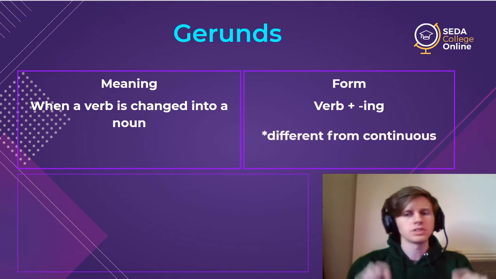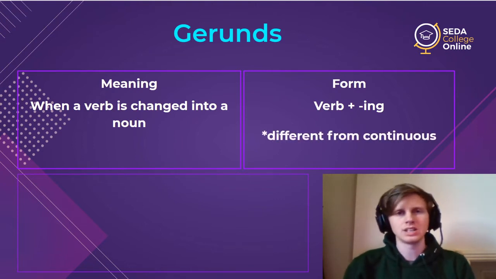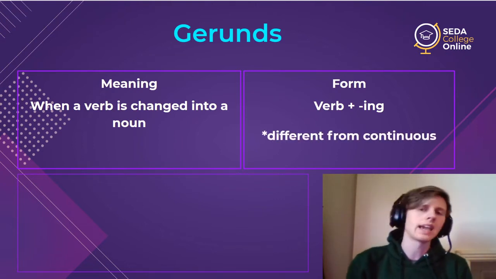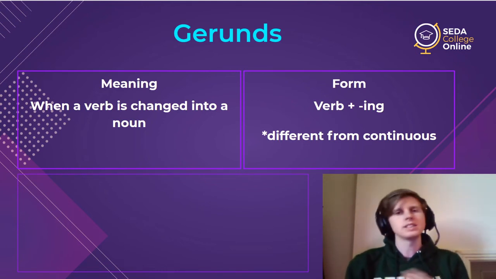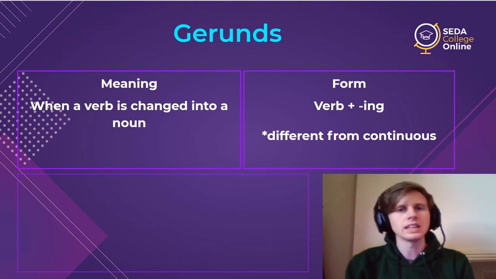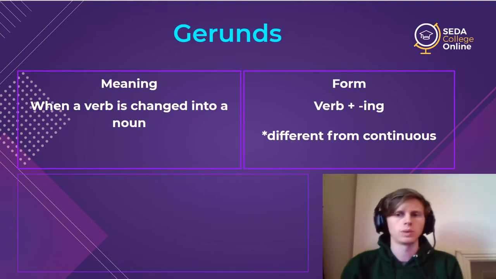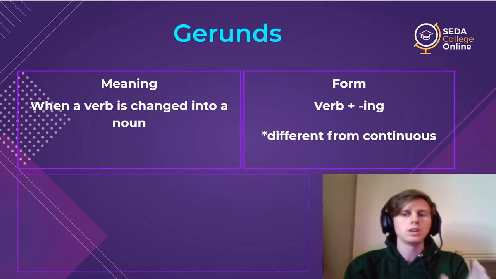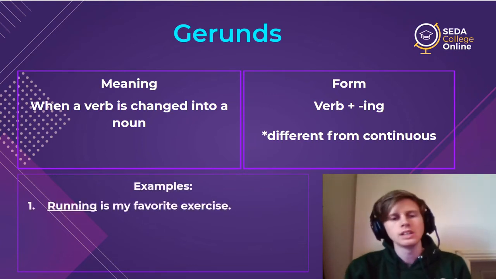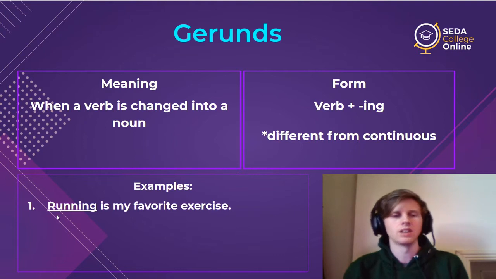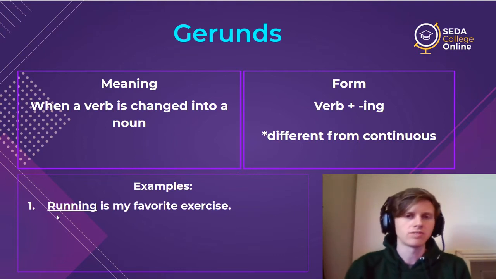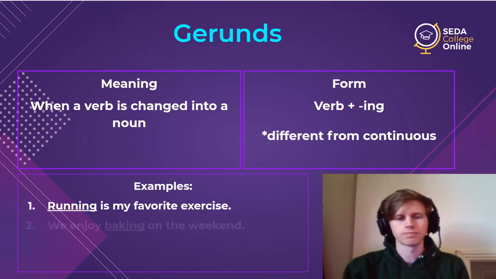But be very careful, this is different from the present continuous. So this is not something like am walking, have been walking, was walking. This is not the present continuous or any continuous. This is totally different, with the verb alone with an ing suffix. So what does that look like? Well, you can say running is my favorite exercise. So here I have the idea that the activity of running is my favorite. So I can use the gerund running.